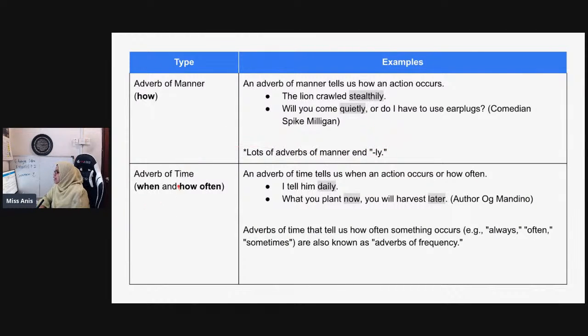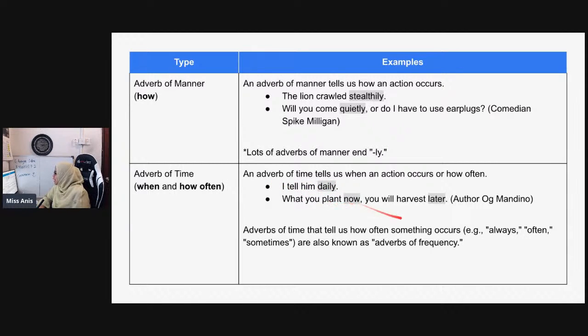Okay, yang kedua, adverbs of time ni yang jawab soalan when, how often. Kan tadi kan misalnya macam ada keliruan antara how much dengan how often kan. So yang how often tu when you relate it with time. Okay, so adverb of time ni tell us when action occurs ataupun selalu tak, how often. So contohnya untuk ayat pertama ni, I tell him daily. So every single day dia bagi tahu. Bagi tahu apa? Tak tahulah. Okay. So that's another question lah. Okay, so here I tell him daily.